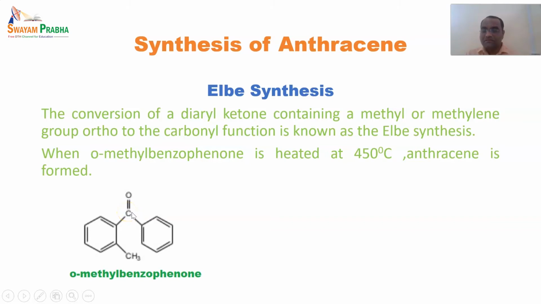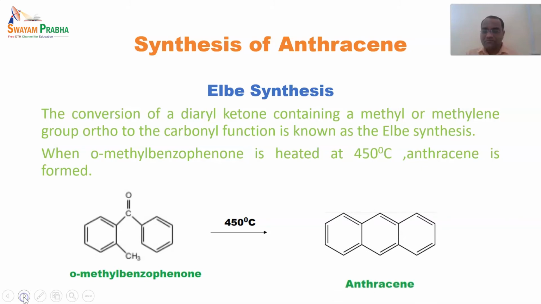And here you can see that it is not a hydrocarbon, it is a ketonic carbon, and that is why it has the suffix one at the last. One refers to a ketone, and the position of the methyl group on the benzyl ring is ortho, so it is called orthomethylbenzophenone. When it is heated at 450 degrees Celsius, it forms anthracene. So it is just a simple cyclization reaction.